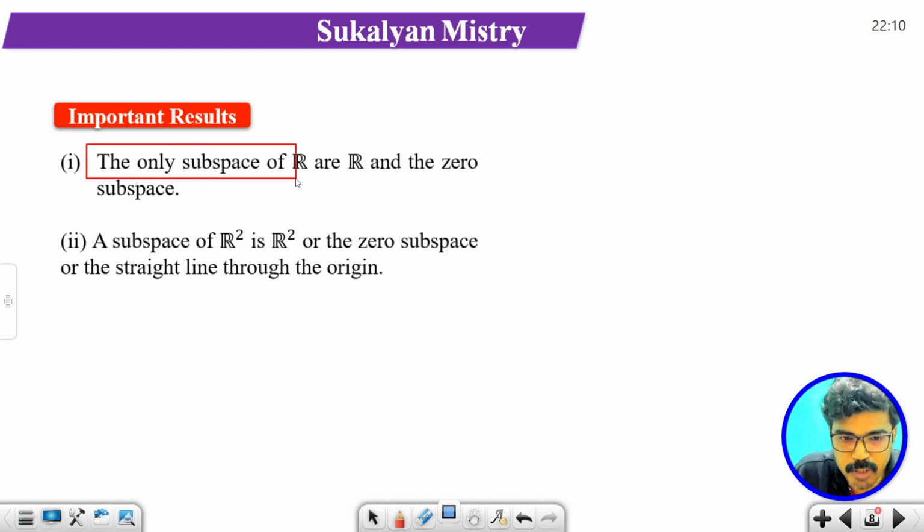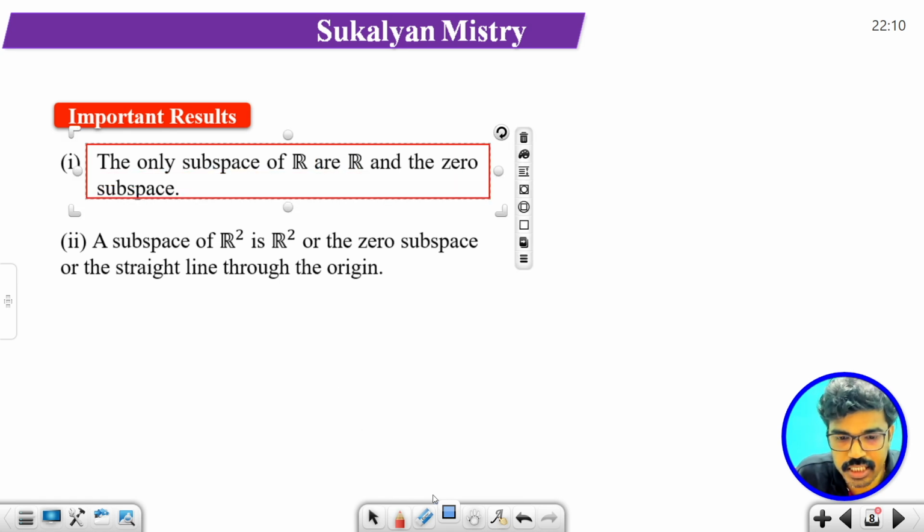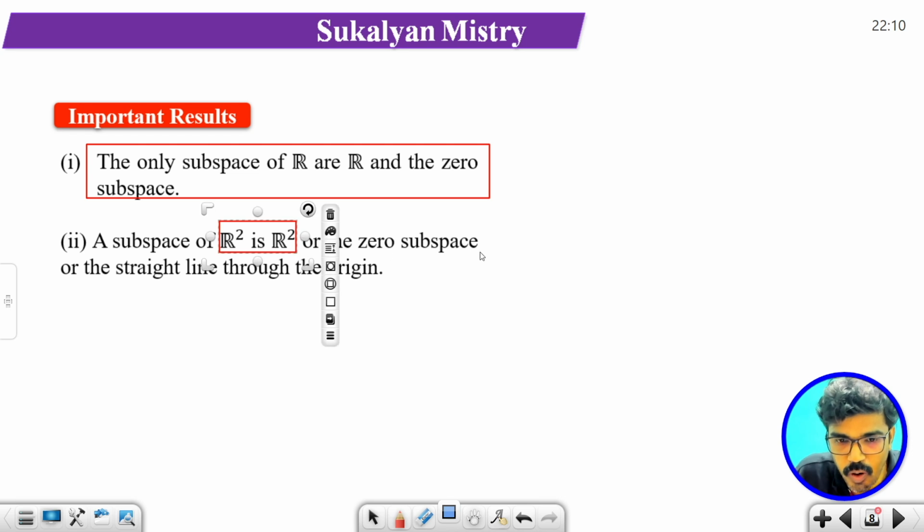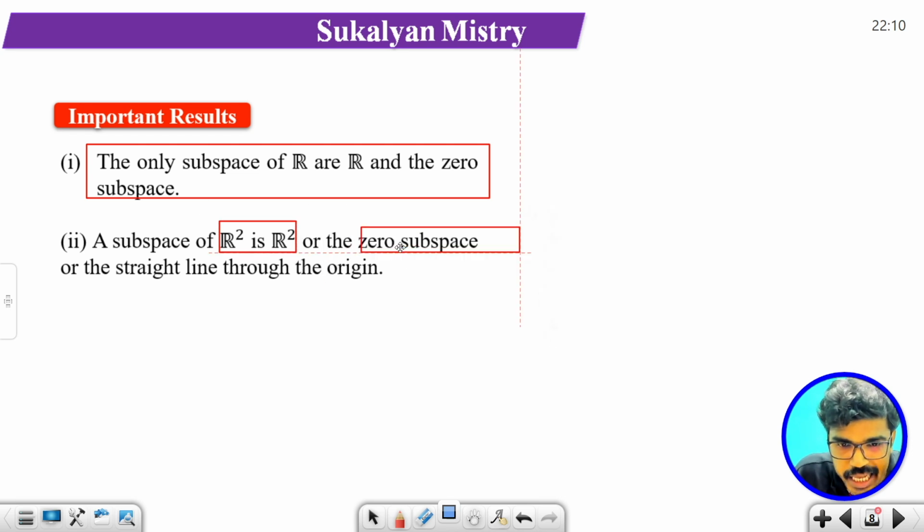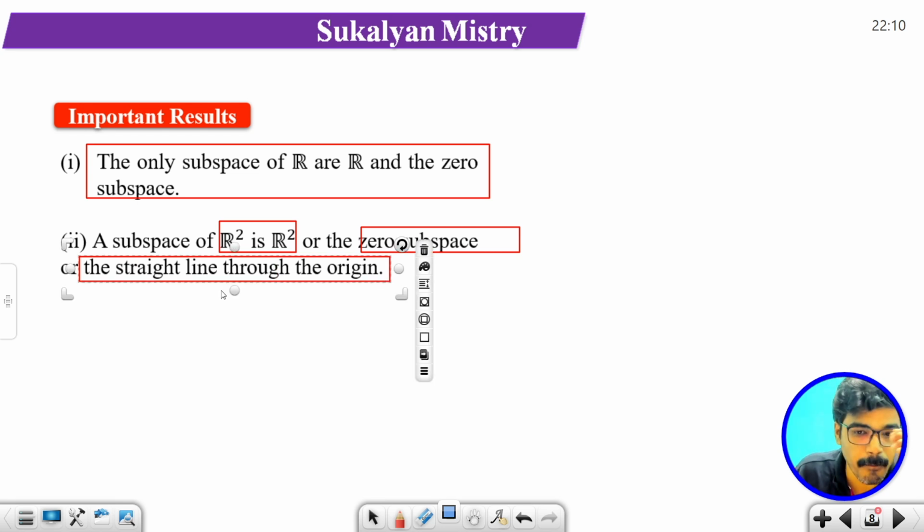The only subspaces of R are R and the zero subspace, and the only subspaces of R2 are R2, the zero subspace, or any straight line passing through the origin. Any straight line passing through the origin.